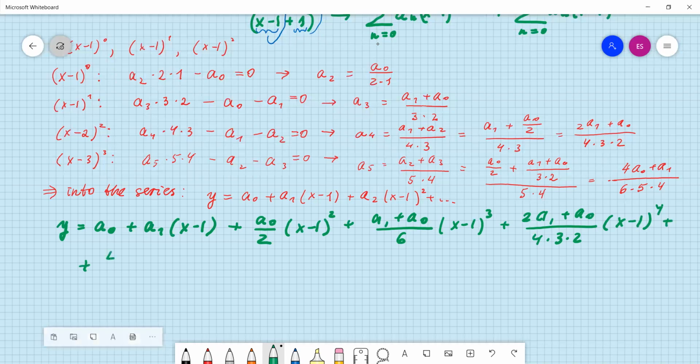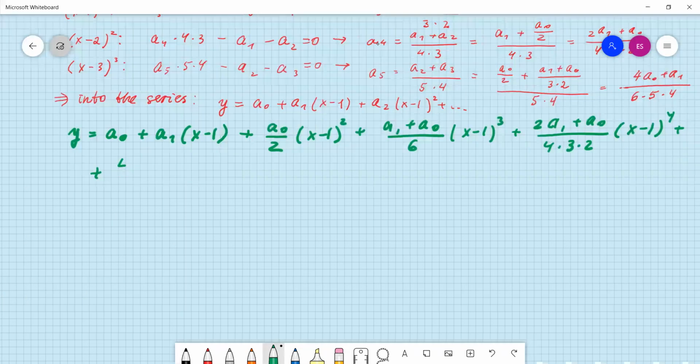So the last one is 4a0 plus a1 divided over 6, 5, and 4. I think we can just multiply all of them. And don't forget about x minus 1 to the power of what? We have 1, 2, 3, 4, and 5. And because we don't have more coefficients, we are going to put lots of dots.